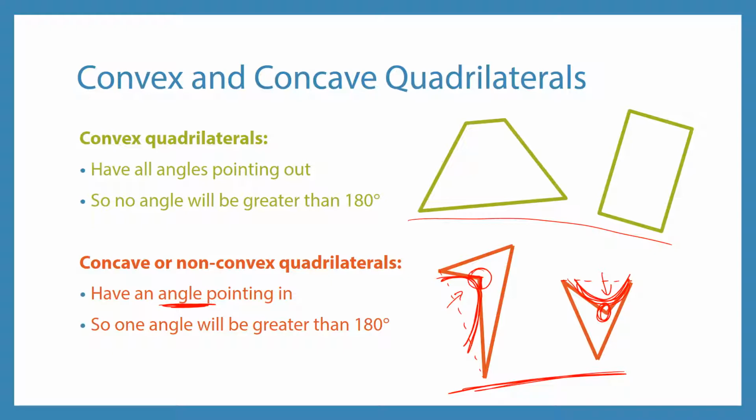And here you're going to have an angle, so this angle here on the inside of the quadrilateral is bigger than 180 degrees. Because if you follow this line out, that's what 180 degrees is, and you've gone past it. Same thing here. This angle here is bigger than 180 degrees. So, convex have no angles on the inside. All the angles are on the outside. Whereas concave will have an angle on the inside of your quadrilateral.